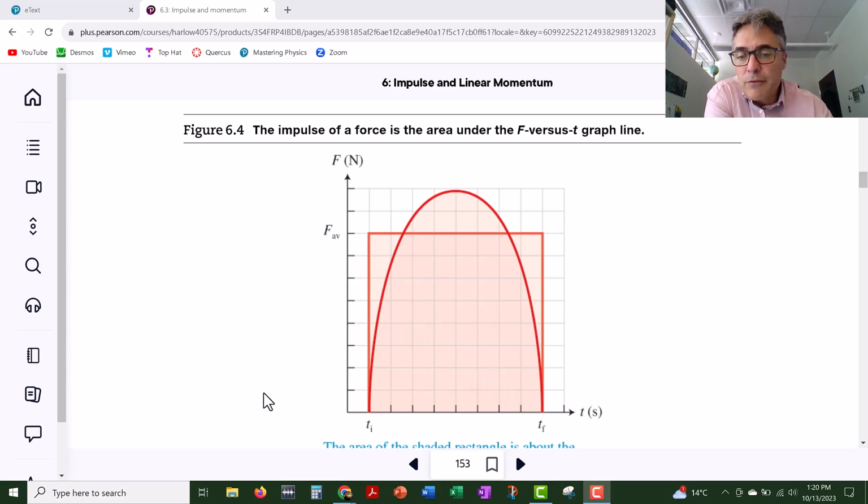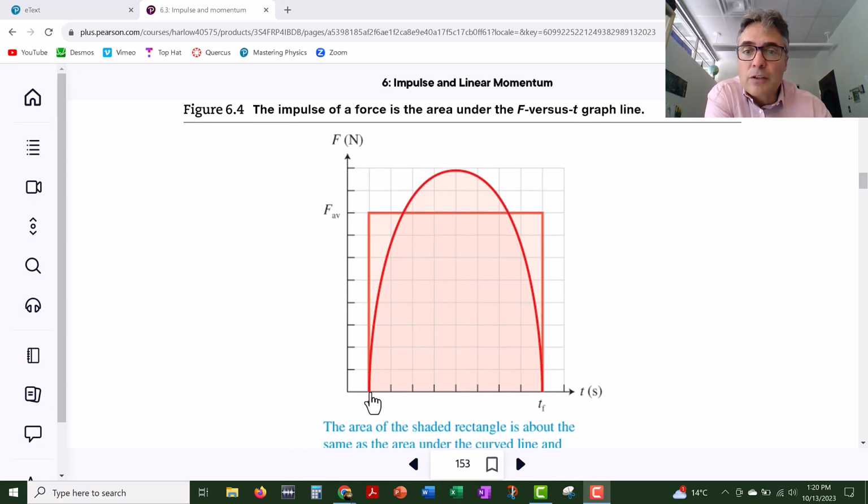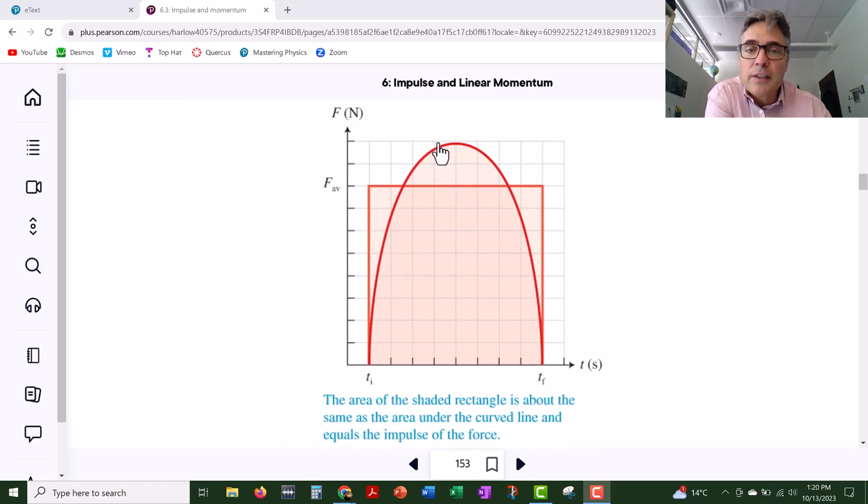So if you don't apply a force to an object for a while, and then at t initial, you start to apply some force in Newtons, that goes up and then goes back down again, and then at t final, you stop applying a force. Imagine you give something a shove or hit it. Then there'll be the time before t initial where there's no force and after t final where there's no force. But the area under this curve is the impulse.